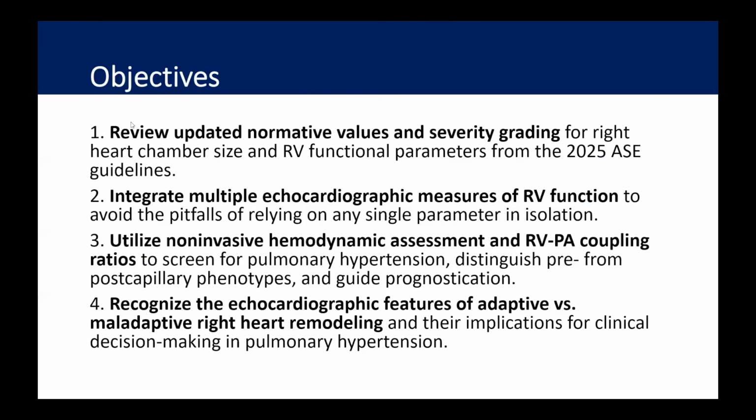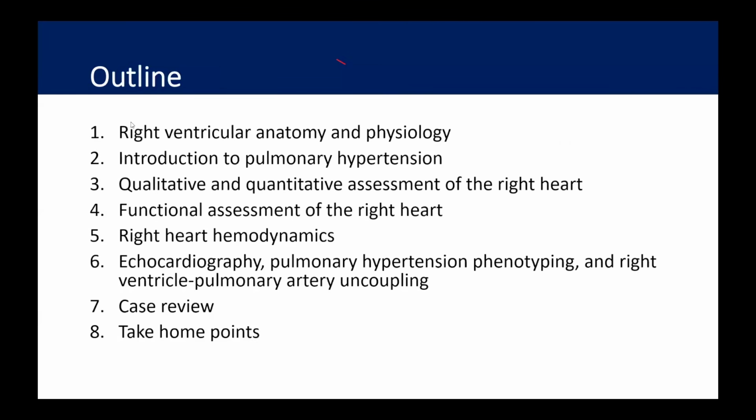So here are some of my objectives. One, we're going to review updated normative values and severity grading for right heart chamber size and functional parameters from the guidelines. Two, we're going to integrate multiple echo measures of RV function to avoid pitfalls of relying on a single parameter in isolation. Three, we're going to utilize non-invasive hemodynamic assessments of RV-PA coupling ratios to screen for pulmonary hypertension. And four, we're going to recognize echo features of adaptive versus maladaptive right heart remodeling, specifically in pulmonary hypertension. Here's a brief outline of our talk for today.